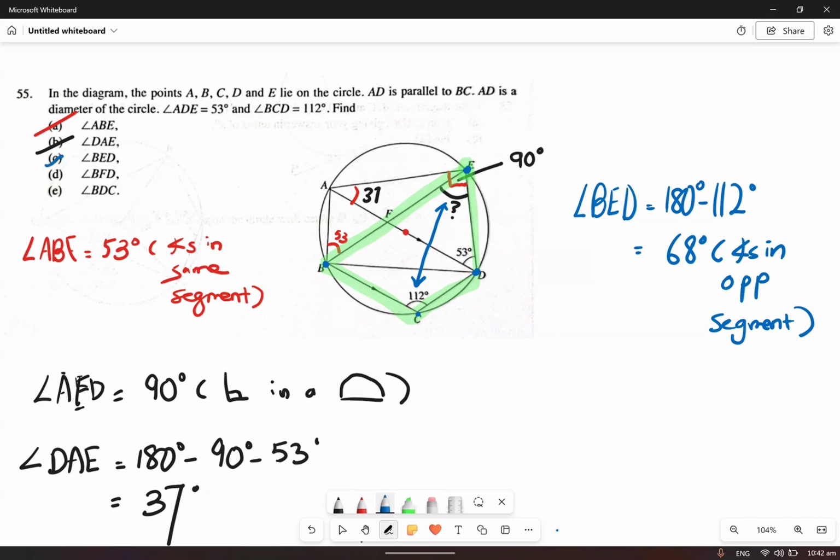Do you understand why BED is like that? Yeah, it's a quadrilateral.